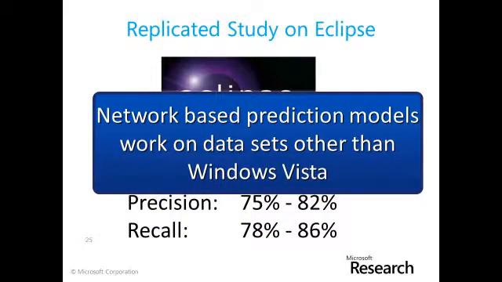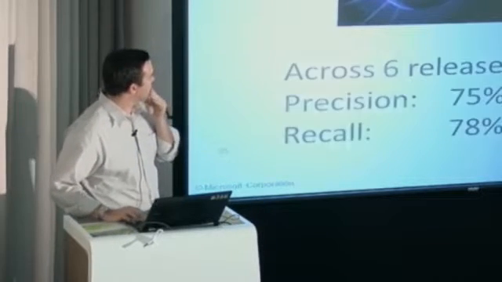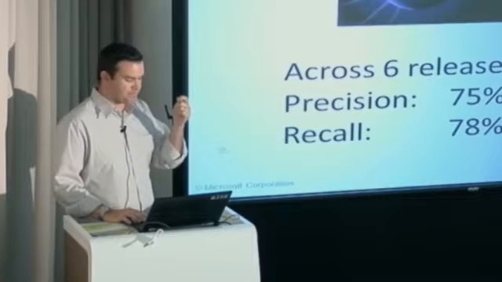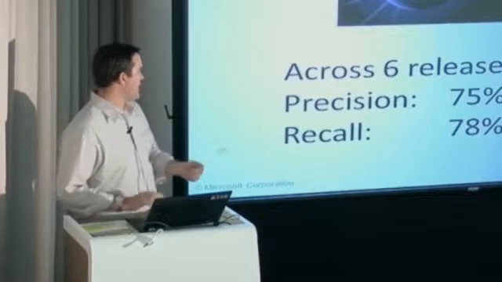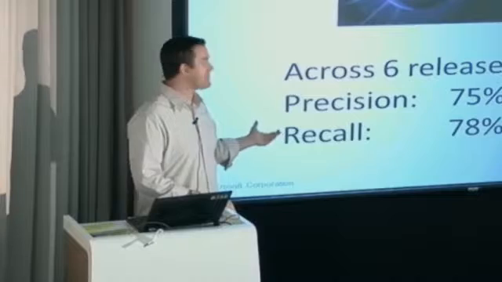But we also decided to replicate this on Eclipse. We did this when I was in grad school. At Microsoft, we don't look at a lot of open source, but I went back to school and said, well, let's see how well this works in another context. So for Eclipse, we gathered 6 releases. And in each case, we would train the model on one release and then evaluate it on the next release. And again, our precision and recall was actually fairly high, even better than in the case of Windows.